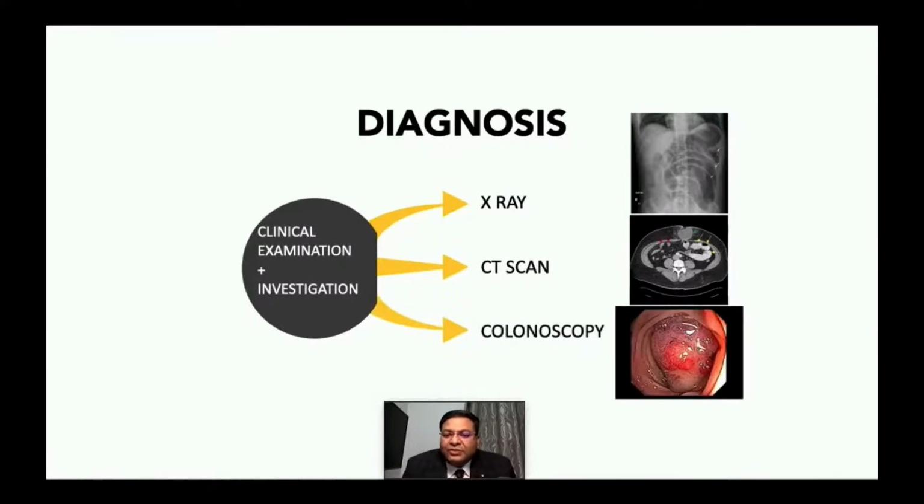And then we can do a colonoscopy, which is direct visualization of the lumen of the bowel, and we can directly see the lesion inside. So we can take a biopsy, and finally the pathology will tell us whether it is cancer or whatever.